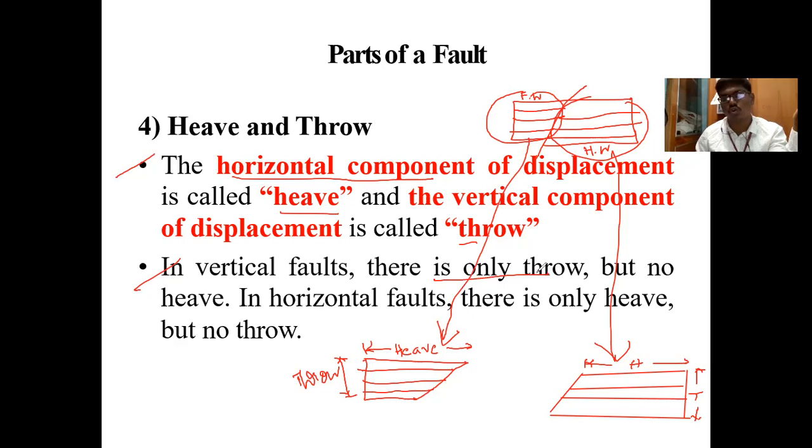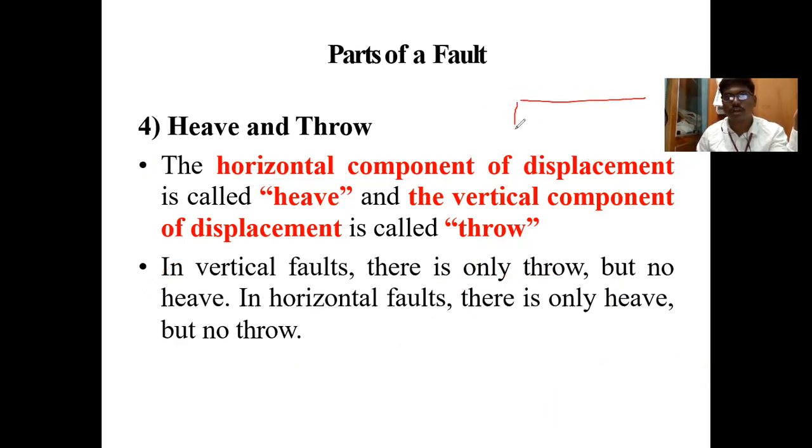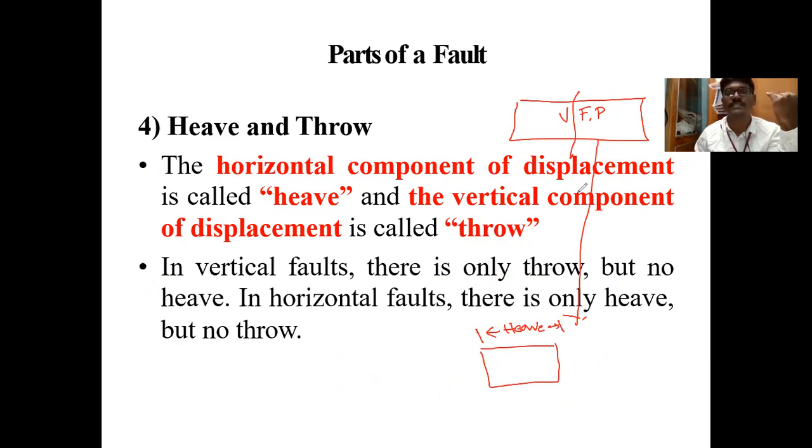But in the case of vertical faults, what happens? Obviously, there will be only throw. If I draw a simple rock bed or rock strata with a vertical fault plane here, in the case of a vertical fault plane you can mainly see only the heave, that is the horizontal component. The vertical component is seen only if the displacement has happened.